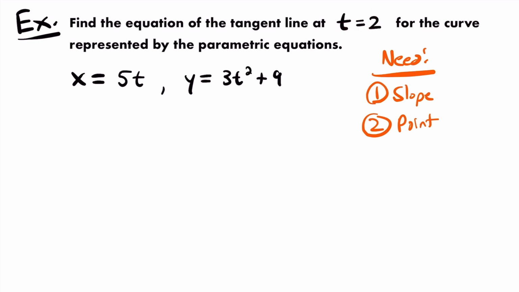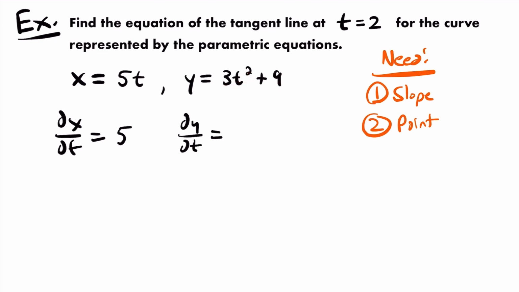All right, so let's find our parametric derivative. We need to take a derivative with respect to t of both x and y. Let's start with x. In this case, dx/dt will be equal to the derivative of 5t. And the derivative of t to the first power will always be equal to the coefficient. So in this case, we have 5. And then dy/dt will be equal to the derivative of 3t squared plus 9.